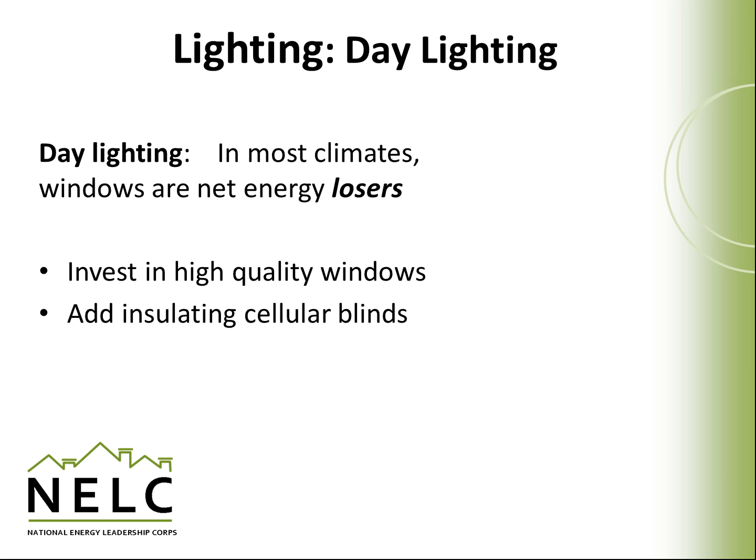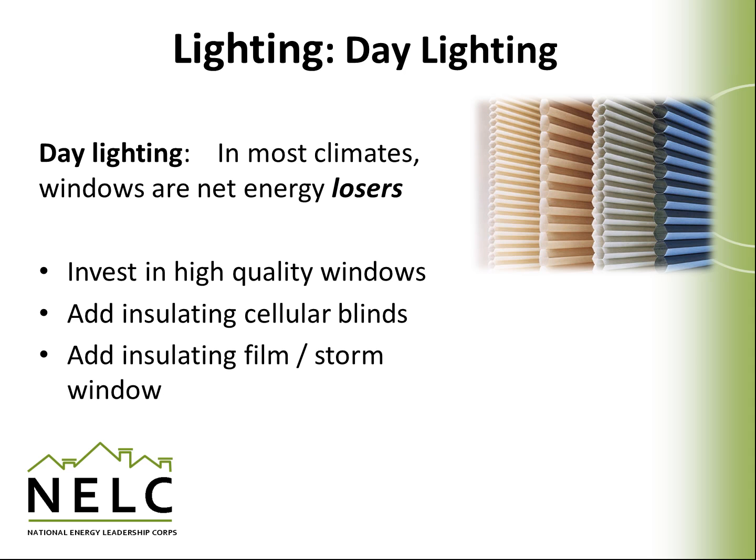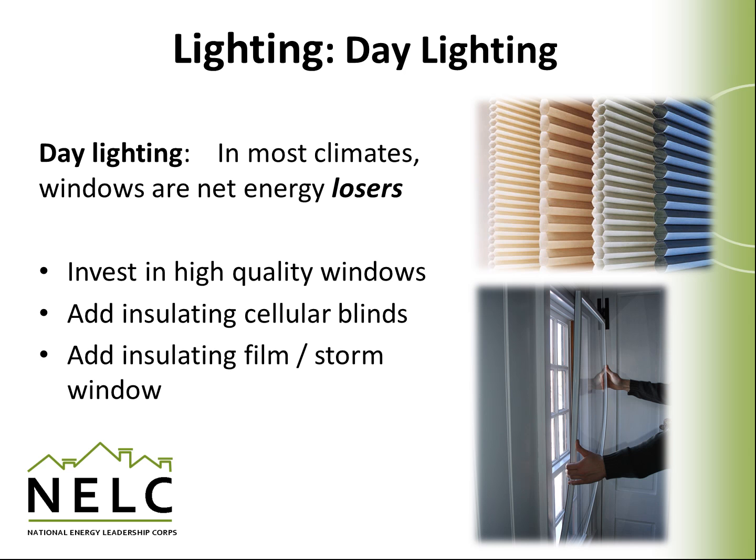Also, cellular or insulating blinds can be very useful and can save energy by helping to close off windows at night or when you're away. They come in very many shapes and sizes and are typically available at most Home Depot and Lowe's type stores. There are also new and affordable types of storm windows that can be added to the inside or outside of existing windows, and these can be very helpful in improving the efficiency of older windows that might be too costly to replace.